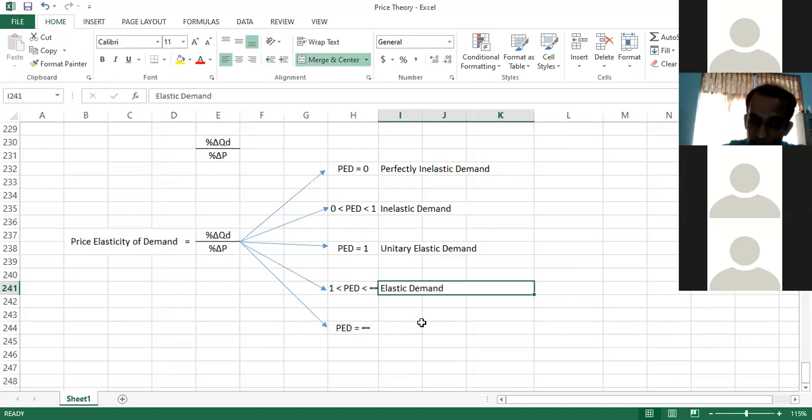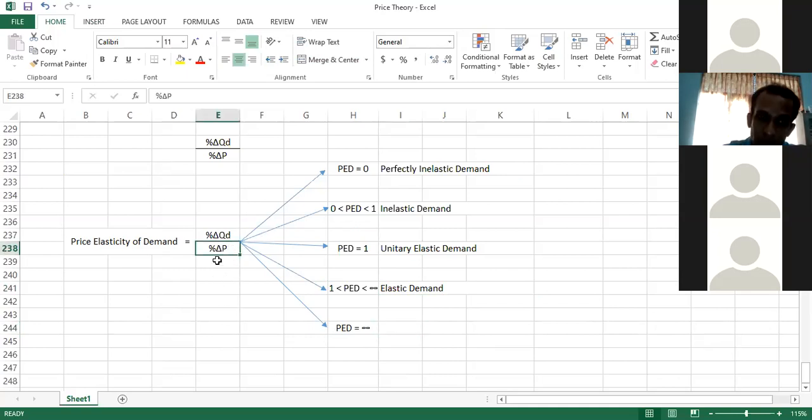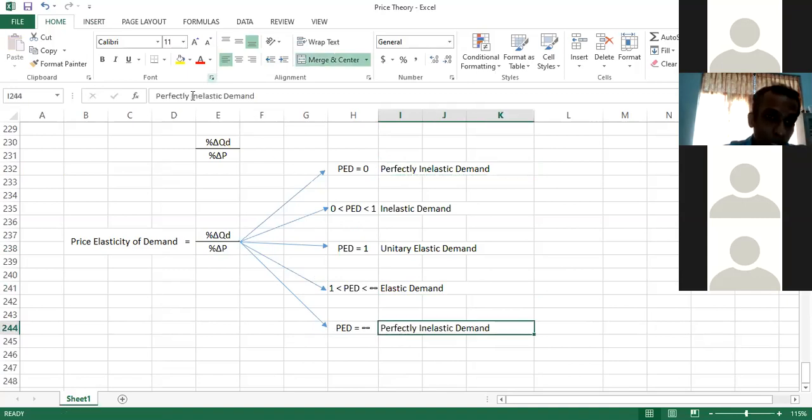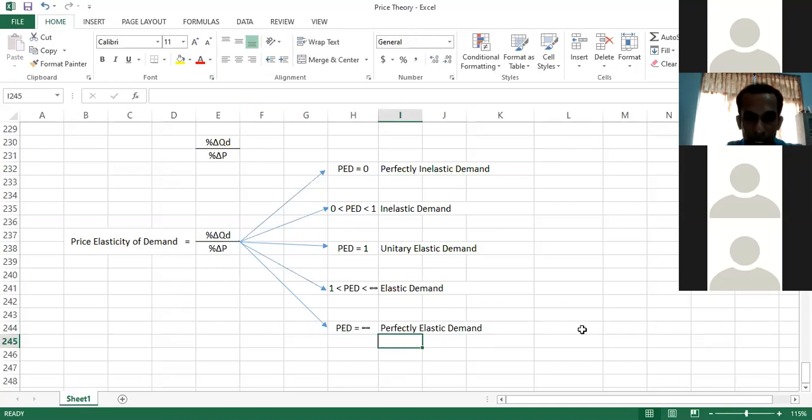The other theoretically possible condition is that the answer may be infinity. Answer is infinity means what? The denominator should be 0. That means even without a change in price, it is possible to change the quantity demanded. Again, we can see it's not possible to identify an example for this. This is called perfectly elastic demand. As I mentioned earlier, it's not easy to find an example for this category.